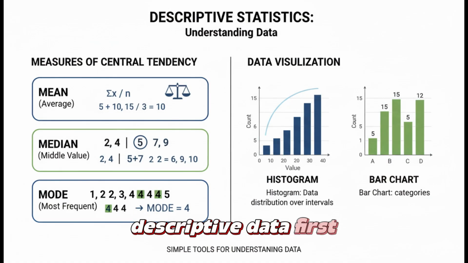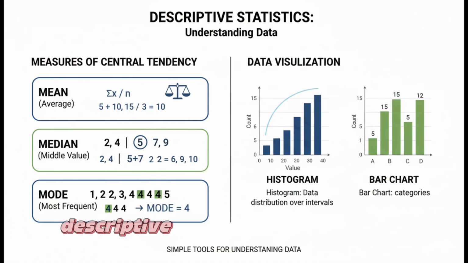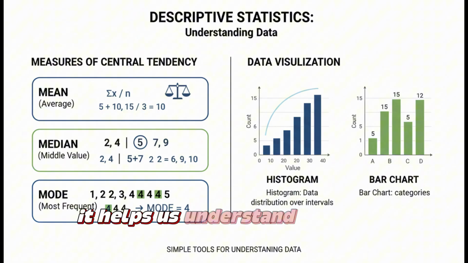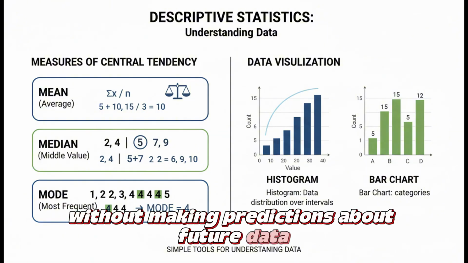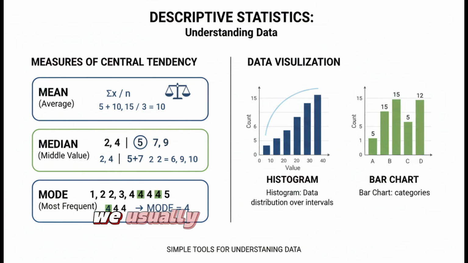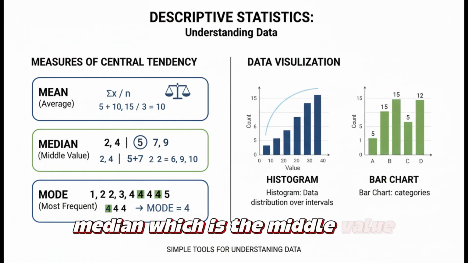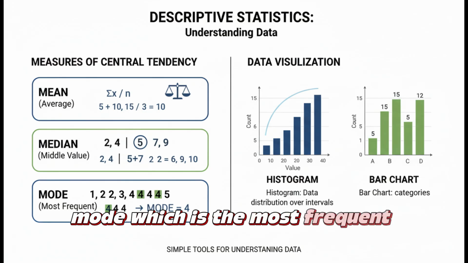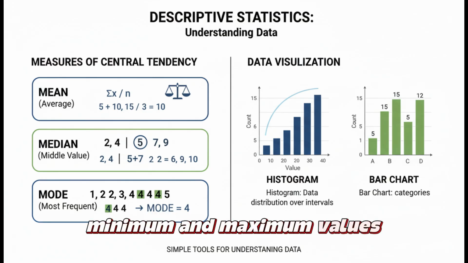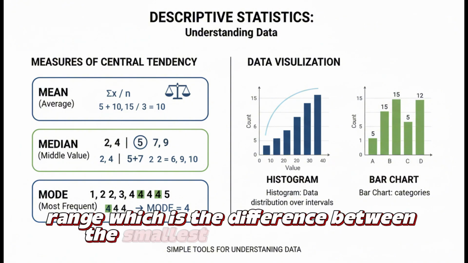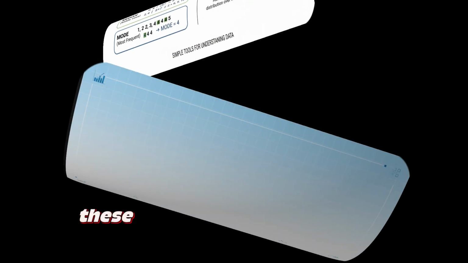Descriptive data. First, let's talk about descriptive data. Descriptive data is used to describe, summarize, and organize information. It helps us understand the main characteristics of a dataset without making predictions about future data. In descriptive statistics, we usually calculate several important values. These include mean, which is the average value; median, which is the middle value; mode, which is the most frequent value; minimum and maximum values; range, which is the difference between the smallest and largest value. These measures help us quickly understand what the data looks like.